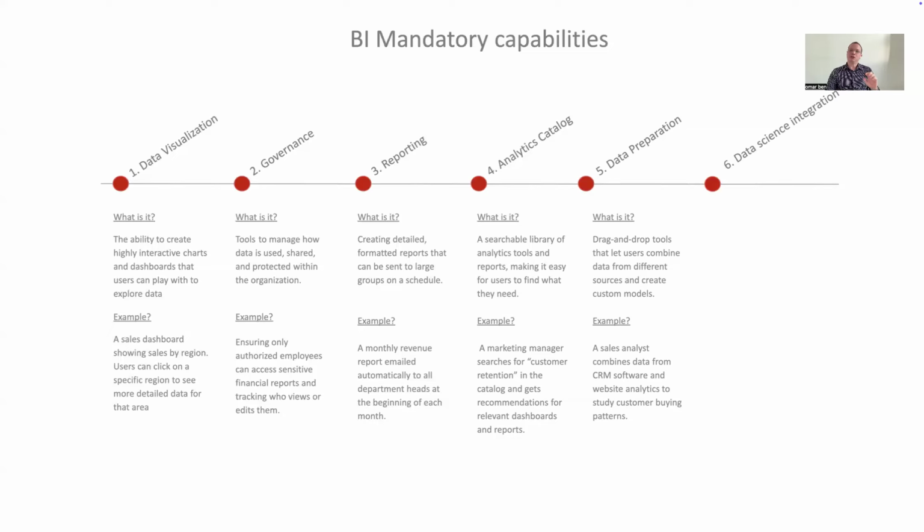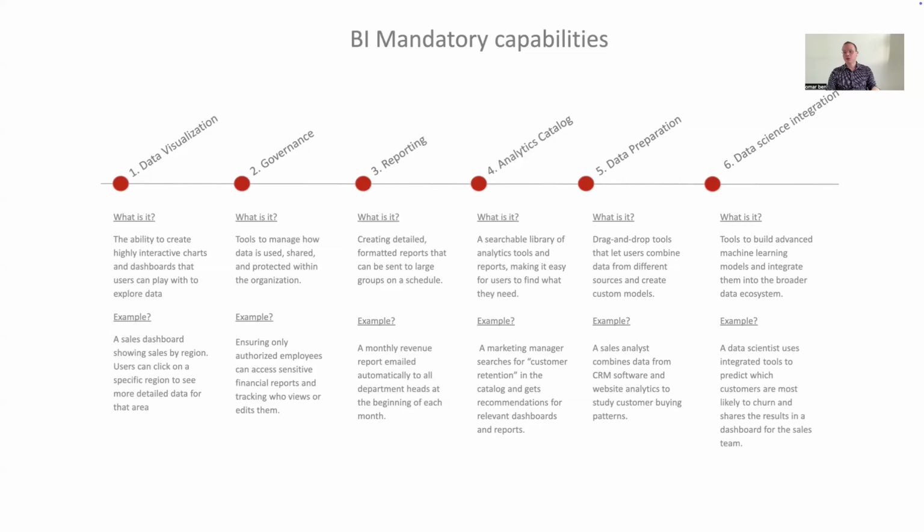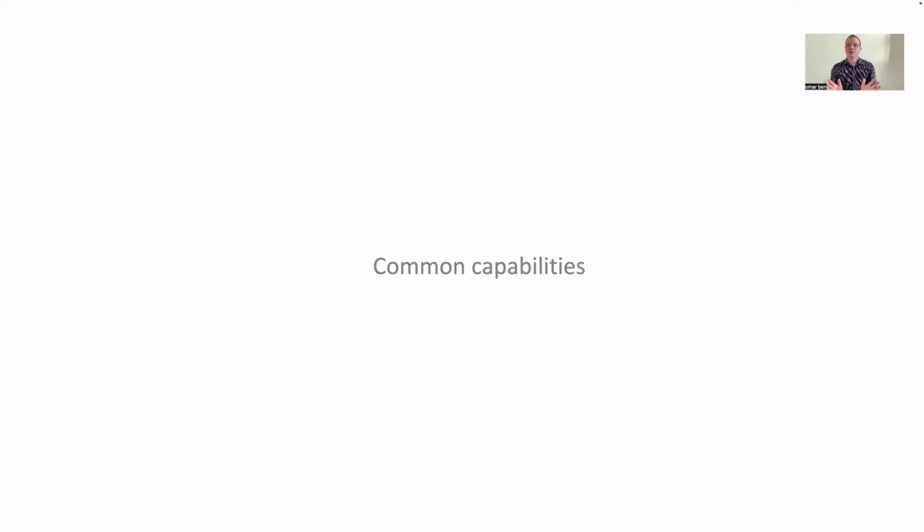And then six, it's the data science integration. This is the tools that help you build machine learning models and integrate them into the broader ecosystem of data. Here you can see the example of a data scientist that uses the integrated tools to predict customer churn and pushes them into a dashboard to share with the sales team. So this is when it comes to the mandatory capabilities.